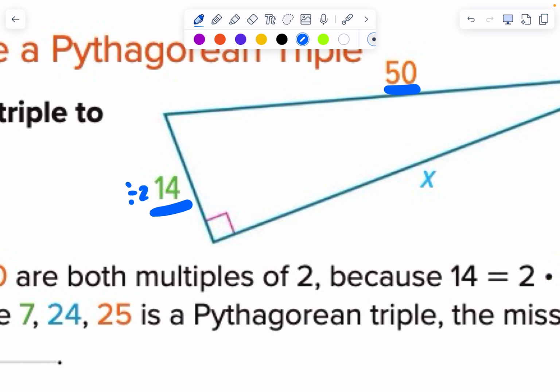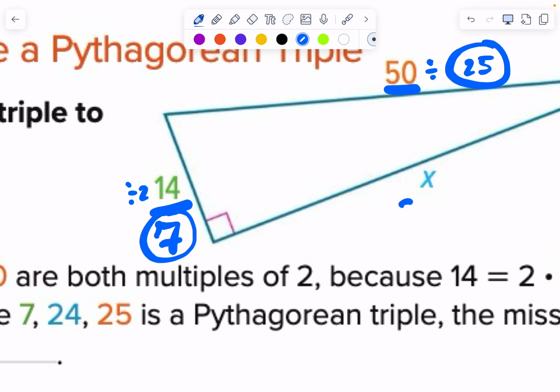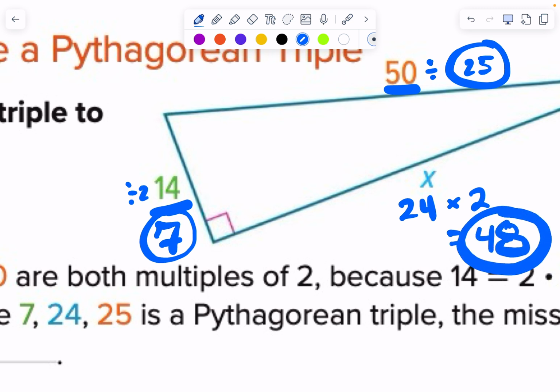So if I divide 14 by 2, that becomes 7. If I divide 50 by 2, that's 25. And so this side has to be 24, but it's not 24. I have to multiply by 2, which is 48. That was way faster than plugging it in, right? Got it? 48. Each one of those numbers was divided by 2. 48, if you divide by 2, is 24, which is the missing side. Got it? That is way faster, okay?